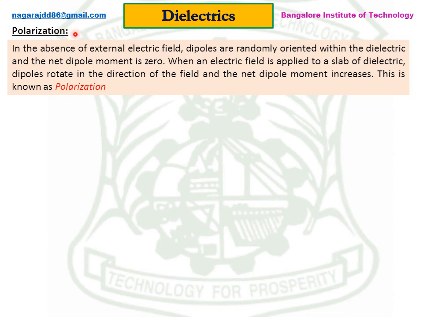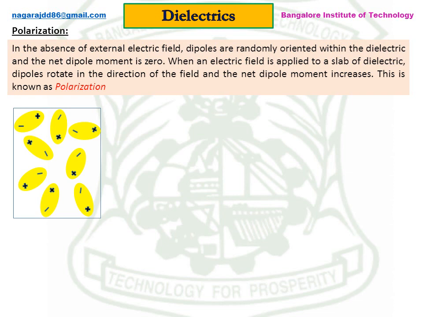Polarization, an important term which we frequently use in this chapter. What is polarization? See, in the absence of external electric field, dipoles are randomly oriented within the dielectric slab and the net dipole moment is zero. This is the scenario inside the dielectric. These are the dipoles. All the dipoles are randomly oriented and the total dipole moment is zero.